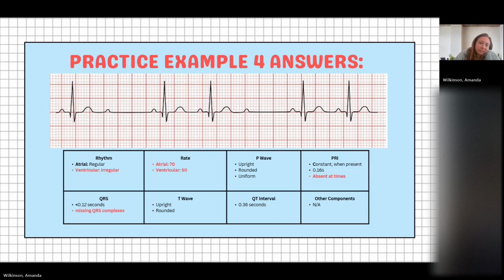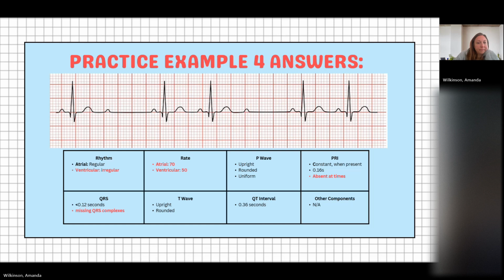The other thing with this, the reason that it's not a third degree AV block is because we can see that all our QRS complexes that are present do have a P wave associated and they have a constant PR interval. If you had a third degree AV block here, your P waves would be random and you wouldn't have a constant PR interval. I hope that makes sense. Just see our randomly dropped QRS complexes here.